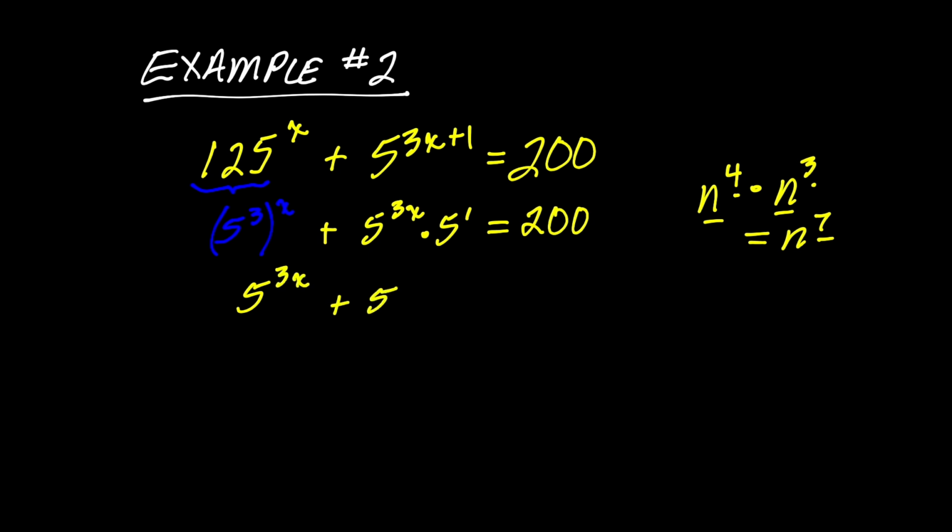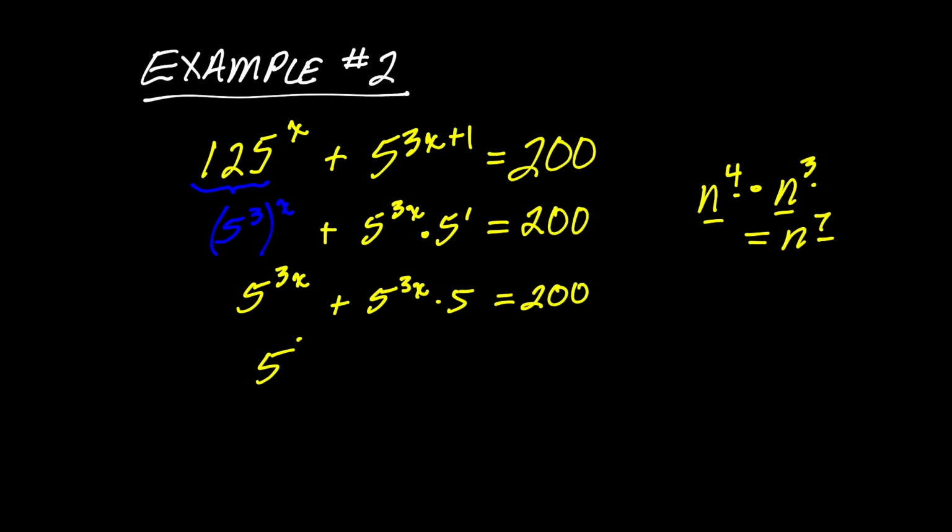Then I have 5 to the 3x times 5 equals 200. All right, so similar to before, I'm going to factor out a 5 to the 3x. But what's left over in parentheses is 1 plus 5. So don't forget that 1.